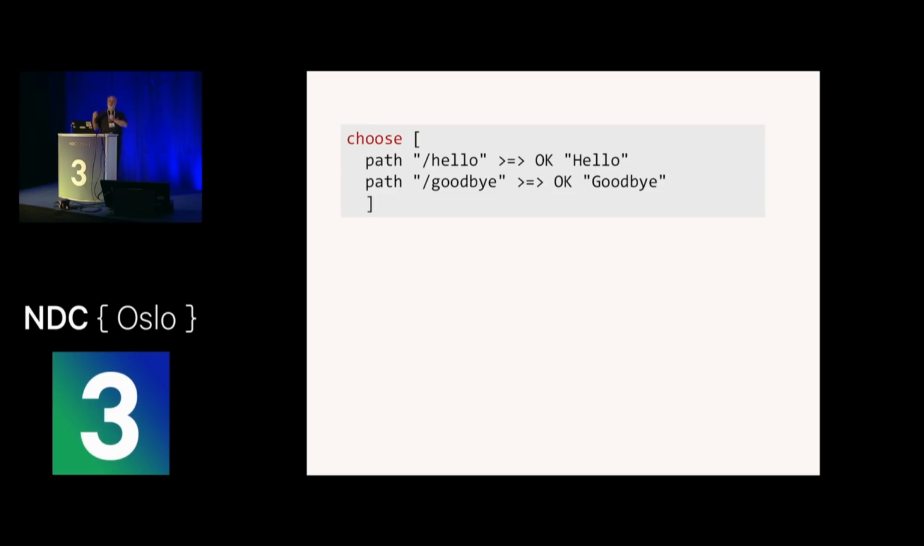So if the path is goodbye, the first one's going to fail, and the second one's going to succeed. If the path is hello, the first one's going to succeed. If the path is neither of those, the whole thing's going to fail. So the choose itself is going to fail. It's going to be the bad side of the output.